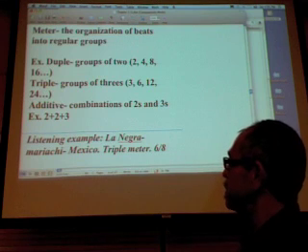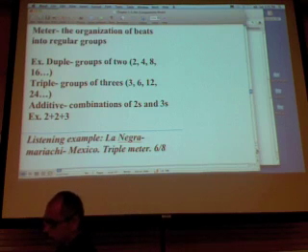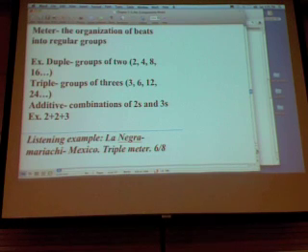So let's listen to an example of music. This piece is from Mexico. You probably recognize this music. It's mariachi music, and this example is called La Negra. It's probably the most famous example of mariachi music. If you go to a restaurant that plays mariachi music, this is probably going to be the first song they open with. And note the meter underlying counting is in triple meter.